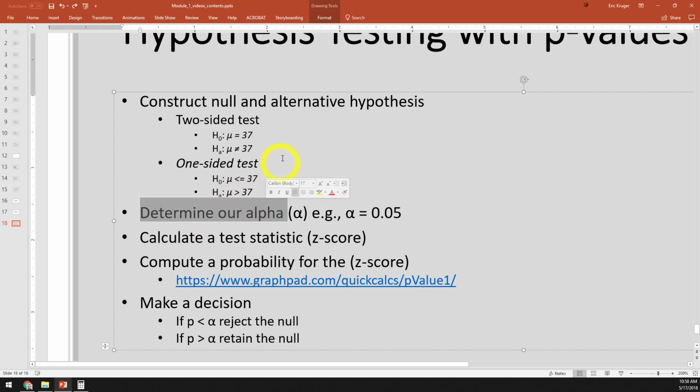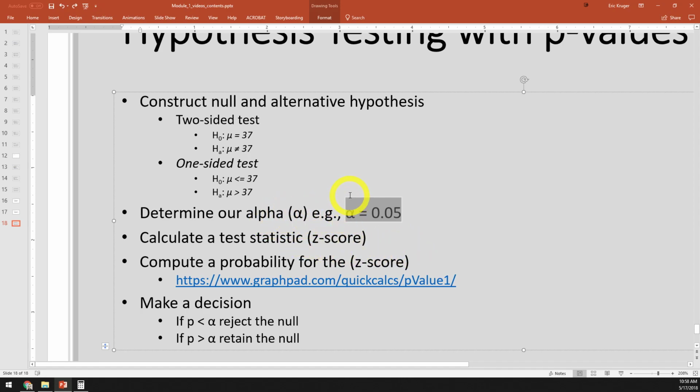So after you've constructed your hypothesis, you want to determine your specific alpha level. This is the cutoff for making your statistical decision of whether you're going to reject or retain the null hypothesis. So generally, an alpha, like a convention, is set at 0.05.